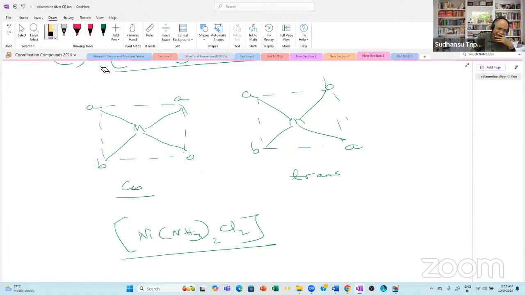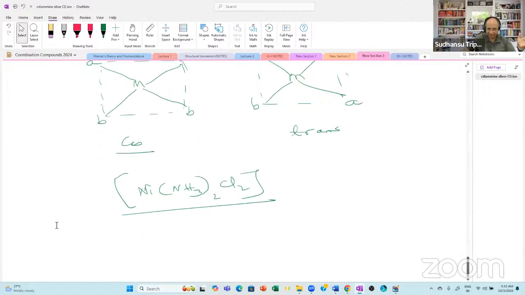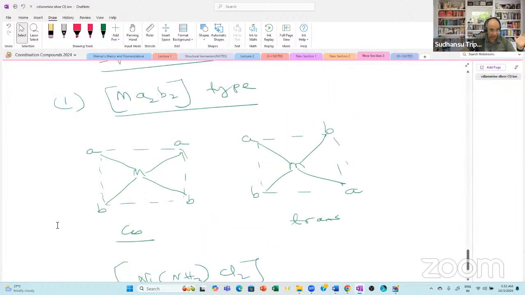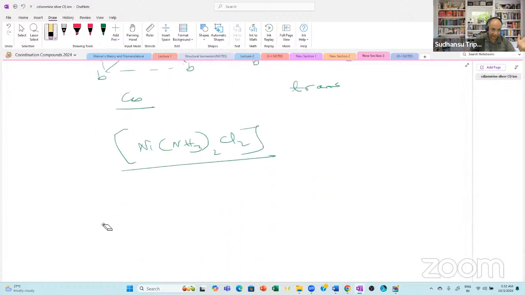So in that case, how many isomers will it have? This is A2B2 type. Supposing A is ammonia and B is chloride ion. That will show cis-trans isomerism. If ammonia is on the same side and chloride on the same side, that is cis. Ammonia on opposite sides and chloride on opposite sides, that is trans. So it exists as cis and trans, two isomers. Remember the number, that is very important.